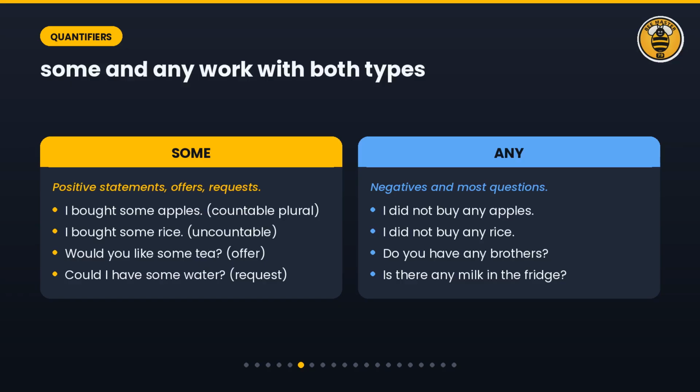Some and any are friendly words because they work with both types of noun. Use some in positive statements. I bought some apples, which is a plural countable noun, or I bought some rice, which is uncountable. We also use some in offers and requests, even though they are questions. Would you like some tea? Could I have some water? Use any in negative sentences and in most other questions. I did not buy any apples. I did not buy any rice. Do you have any brothers? Is there any milk in the fridge?